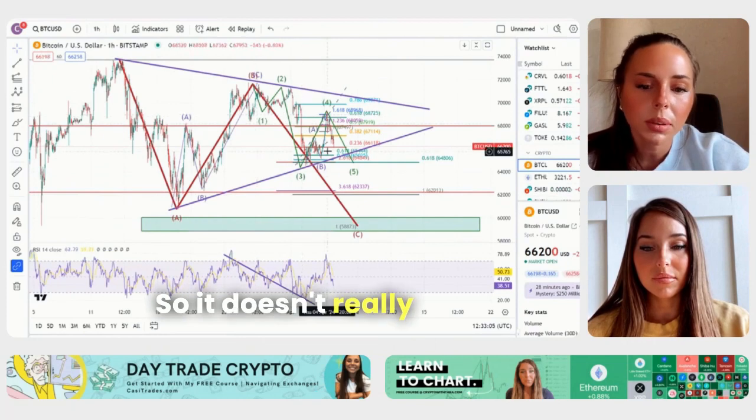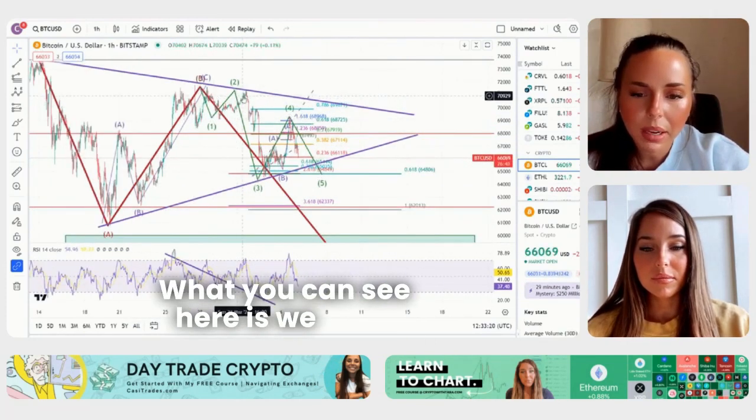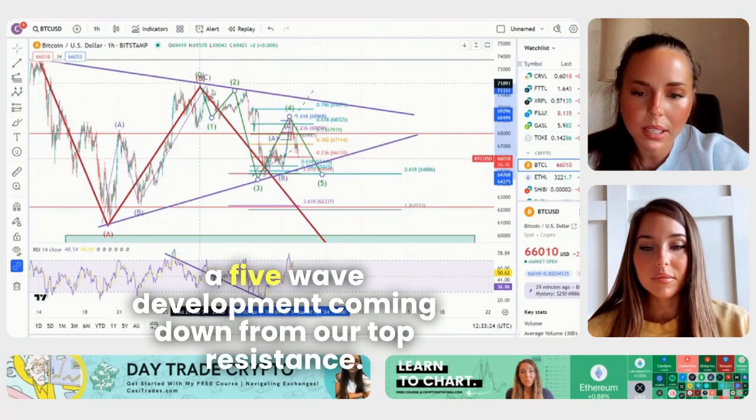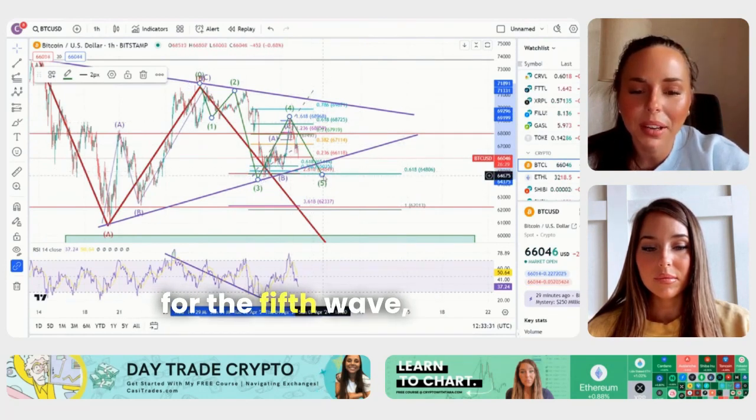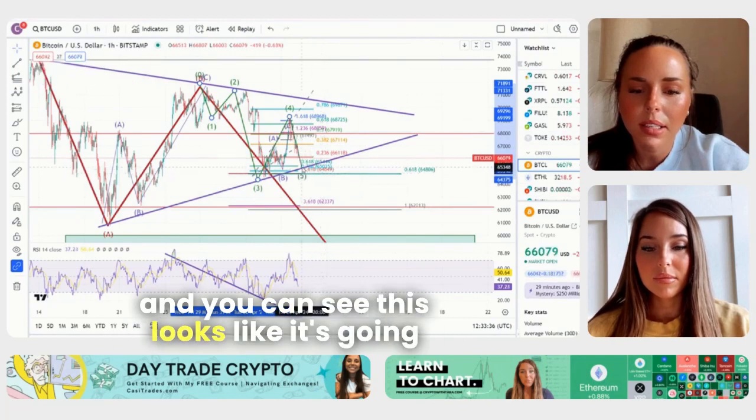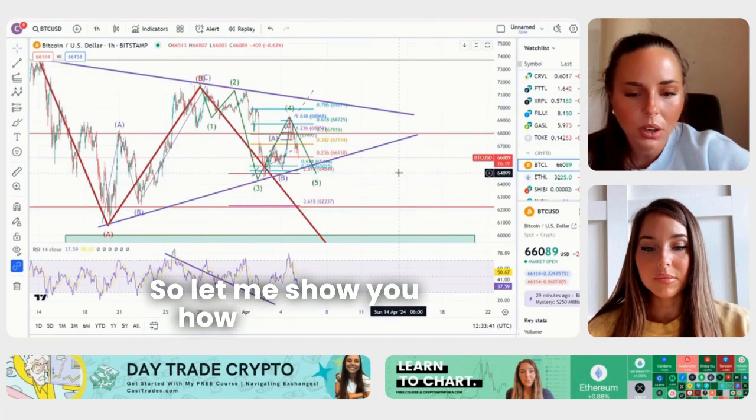So it doesn't really need to come down any further than it already has. What you can see here is we have somewhat of a 5-wave development coming down from our top resistance. And I'm just going to put in the extension for the 5th wave, which is this 618 here. And you can see this looks like it's going to be landing right at that support again. So let me show you how to get that quickly.